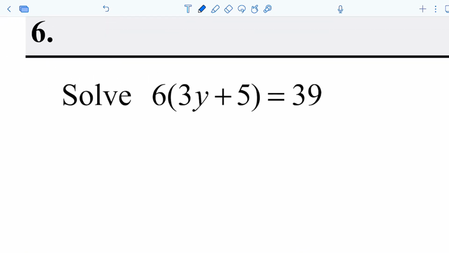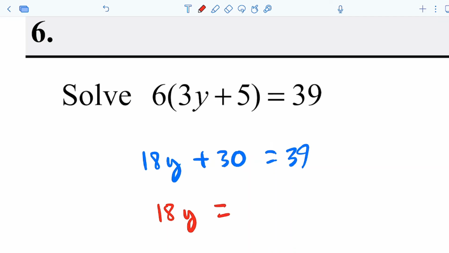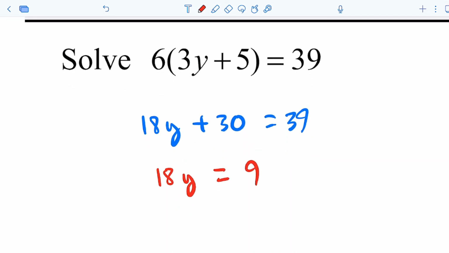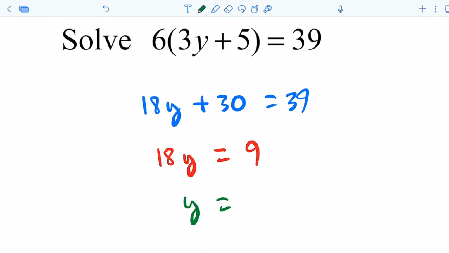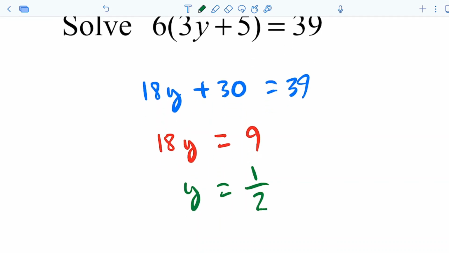Question 6. We need to solve 6 brackets 3y plus 5 is equal to 39. First step is to expand the bracket, so 6 times 3y gives us 18y, and 6 times 5 gives us plus 30. And this is equal to 39. The next step is to get the y term on its own, so we take 30 away from both sides to get 18y is now equal to 9. And the final step is to get y on its own, so we do that by dividing both sides by 18. So we get y is equal to 9 divided by 18, which is the same as 1 over 2, 1/2.